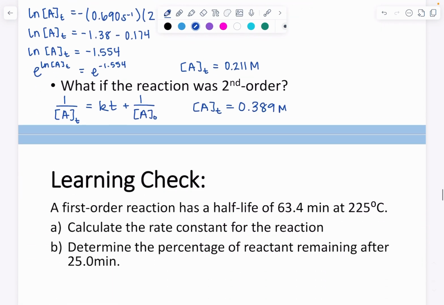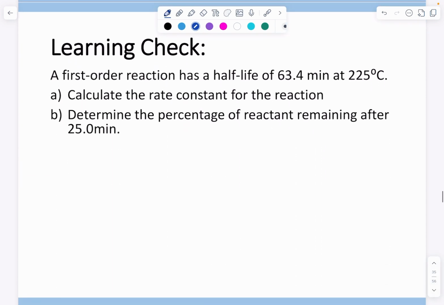Okay, going to the next learning check, we again have a first order reaction, and now I see we're asked about half-life. Well, we're given the half-life actually, so it's 63.4 minutes at 225 degrees Celsius. So here is t 1/2. We are looking for the rate constant K, and then we'll determine the percentage of reactant remaining after 25 minutes. So, a couple of steps here. Let's start with part A.